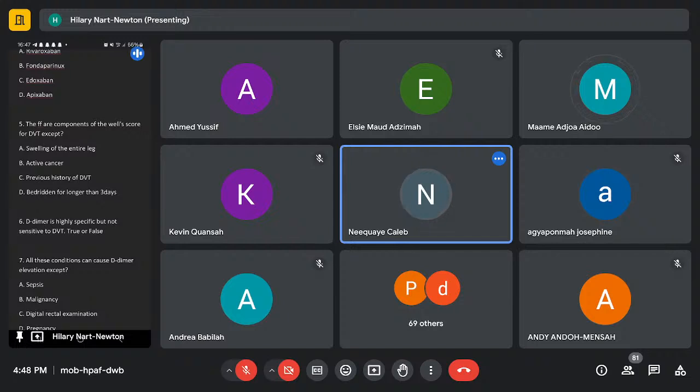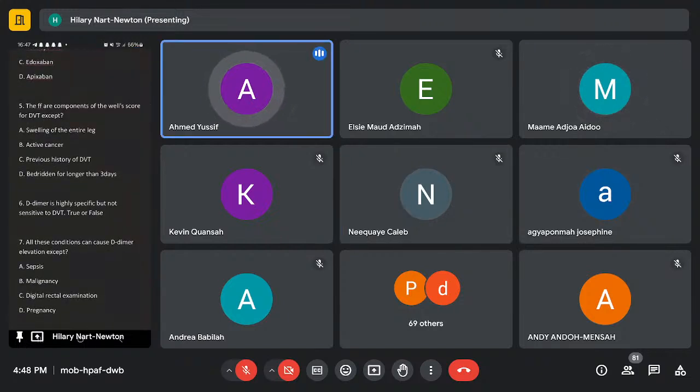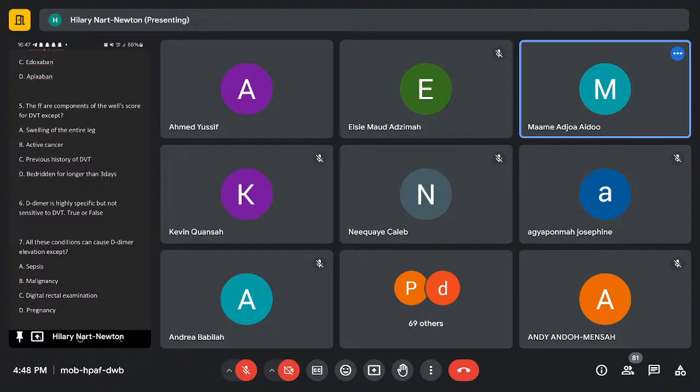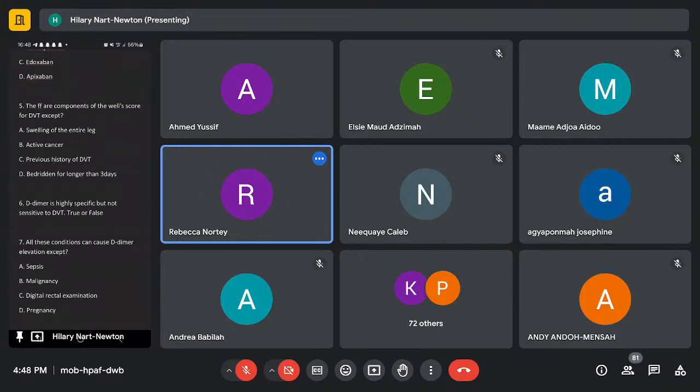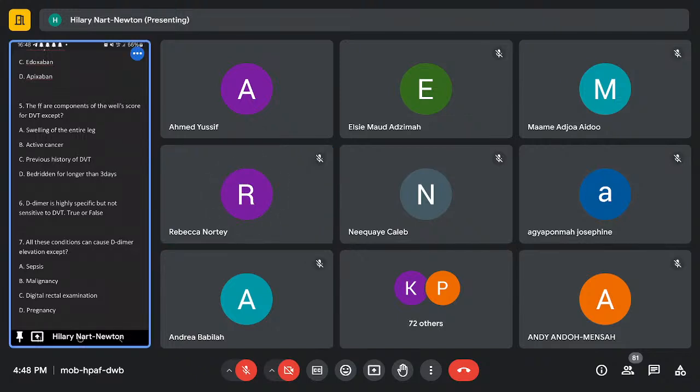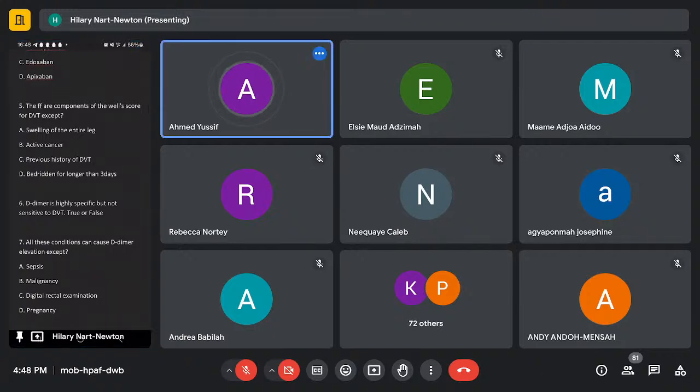Previous history. Okay. Any other answer? Active cancer. Okay. So all of you are going for active cancer and swelling of the entire limb. C. Yeah, so previous history of DVT.